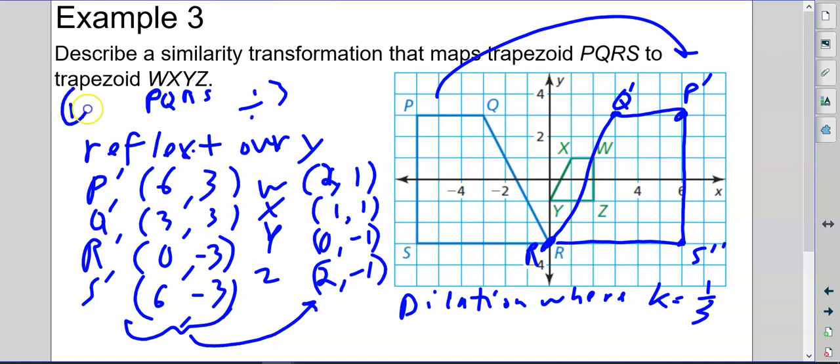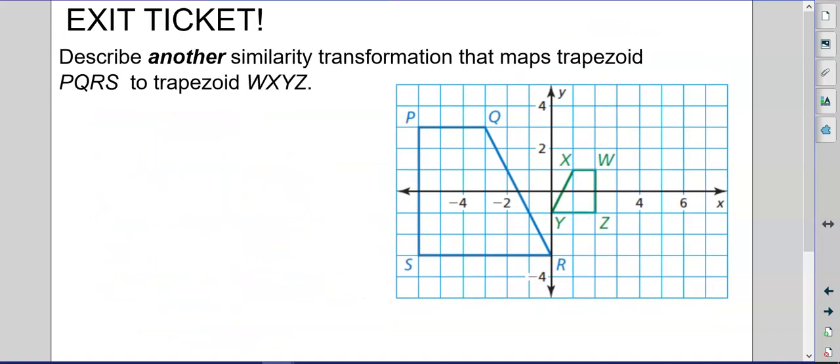So step 1 was reflect over y. Step 2 was to dilate it and make it smaller because my K is less than 1. And here's my exit ticket. What about another way to do it? So think of something else that might get it there, and we can talk about it in class.